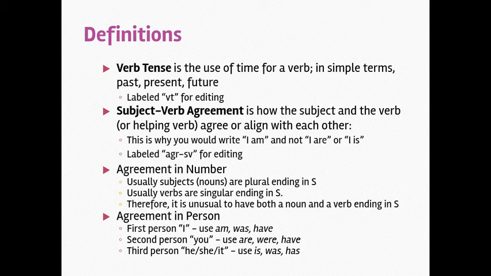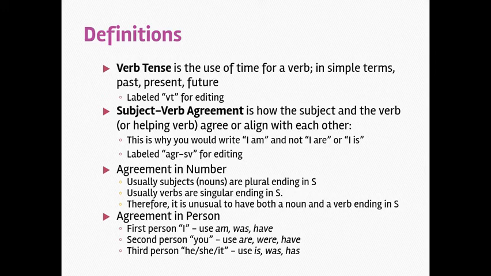Subject-verb agreement is how the subject and the verb or helping verb agree or align with each other. That's why you write I am and not I are or I is. And this is going to be labeled agreement SV, AGR-SV, subject-verb for editing. So if someone wants to let you know you made an error with subject-verb agreement, they would use these letters. If you made an error in verb tense, they would type in VT.